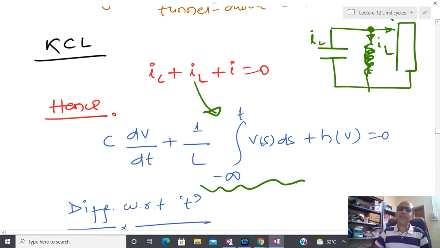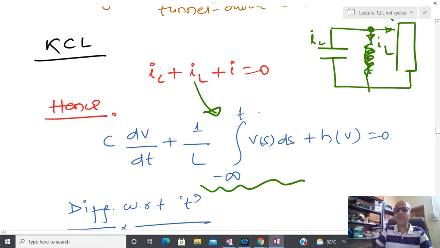So you can see that phi equals Li, and after that you know that d phi by dt equals L di by dt. So from there you can generate this kind of expression. If anyone has confusion, then please do that exercise. And I is h(v).